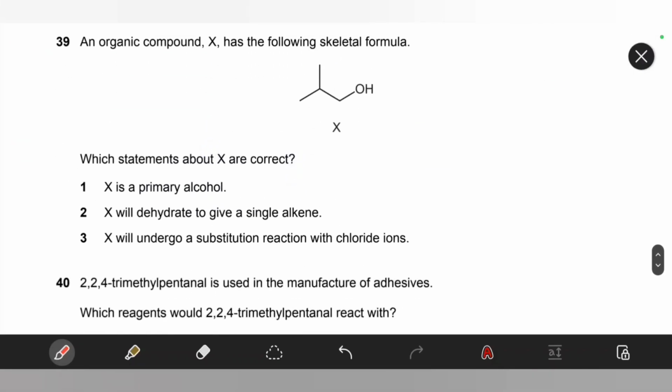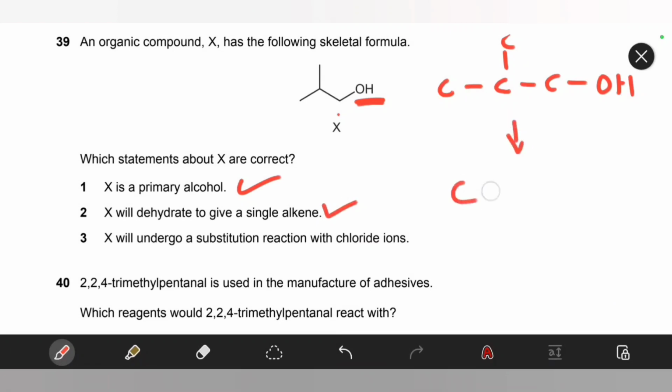An organic compound X has the following skeletal formula. Which statements about X are correct? X is a primary alcohol. That's true, because the hydroxide group is attached to a carbon that is only attached to one other carbon. X will dehydrate to give a single alkene. That's true. When it is dehydrated, it is going to give this alkene. There's no other option.